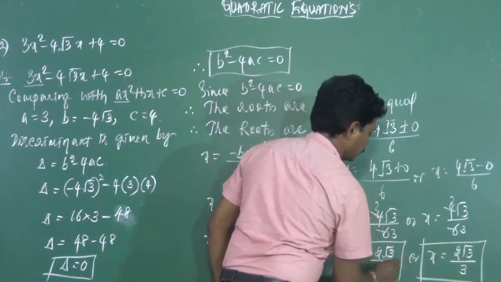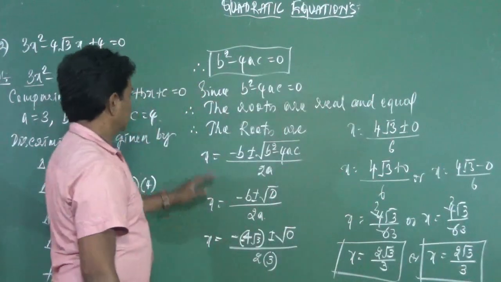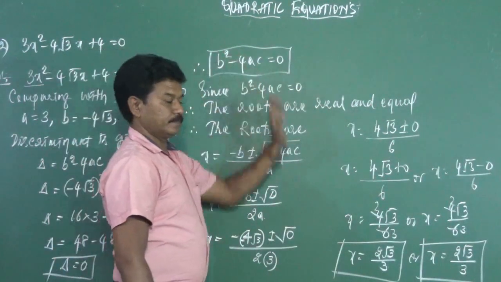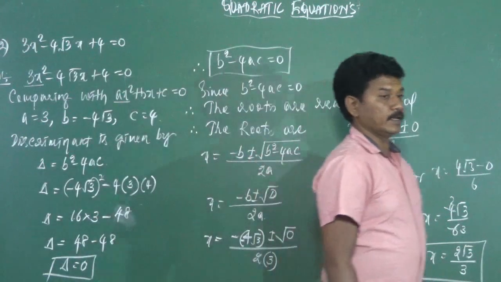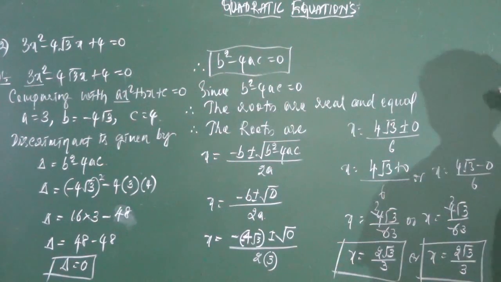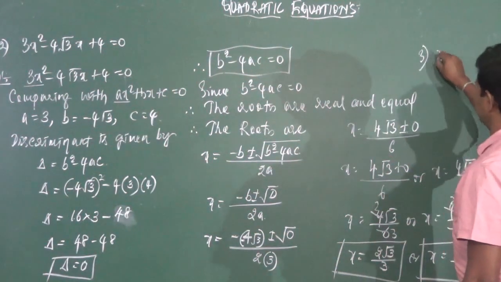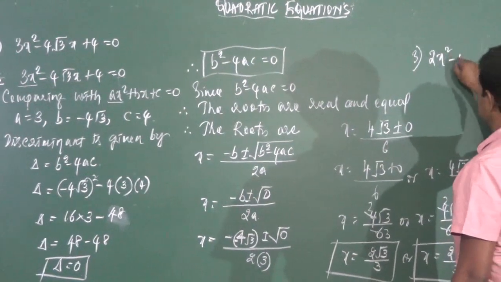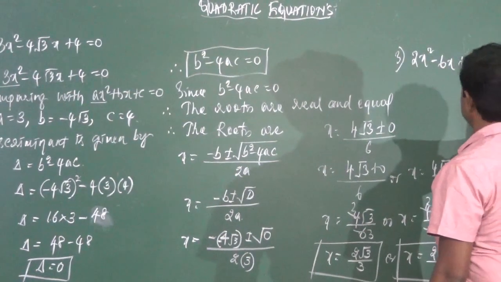So why have we got equal roots here? Because the discriminant is equal to 0. So both are real and equal. Right. So give me another problem, please do it as homework. 2x square minus 6x plus 3 is equal to 0.